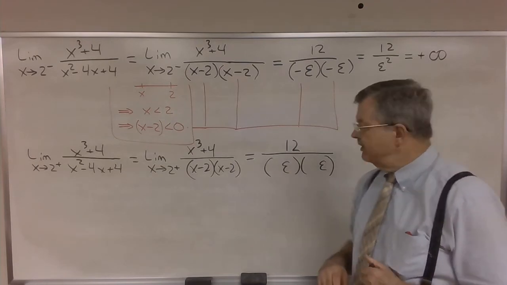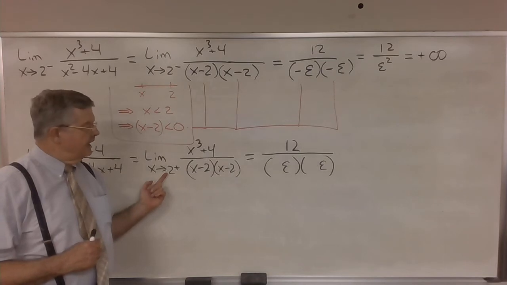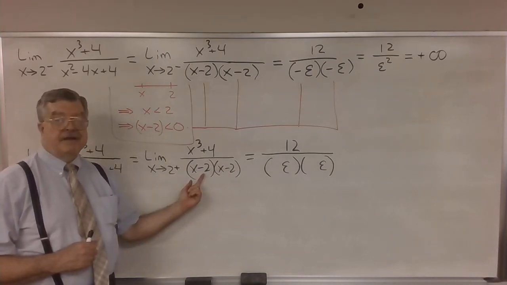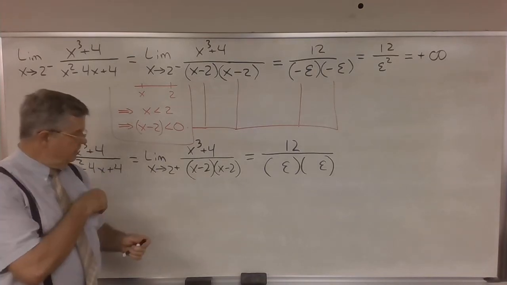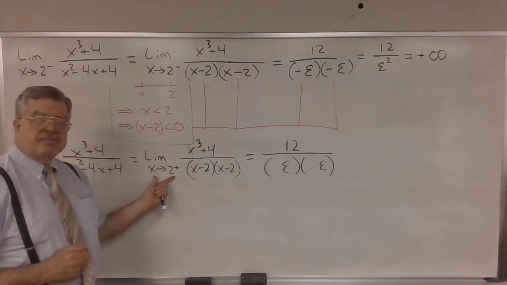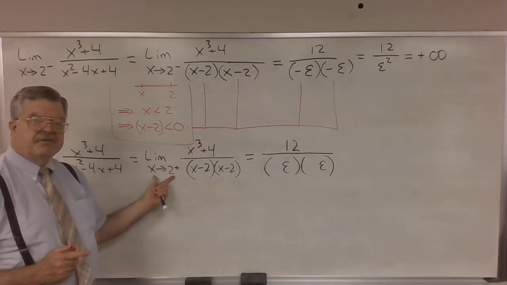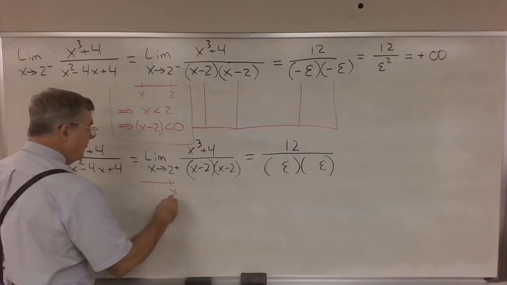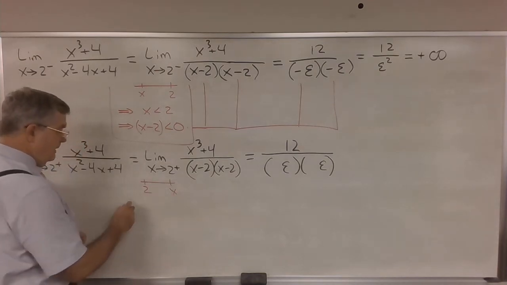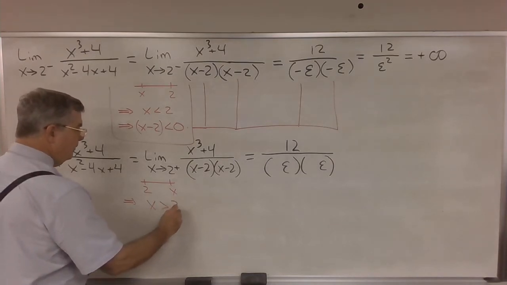Now the question is, as x approaches 2 from the right, does this factor approach 0 through positive values or negative values? If x approaches 2 from the right, is x bigger than 2 or less than 2? Well, if x approaches 2 from the right, then x lies to the right of 2 on the number line. And so x is going to be greater than 2.